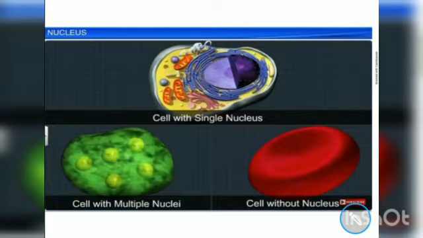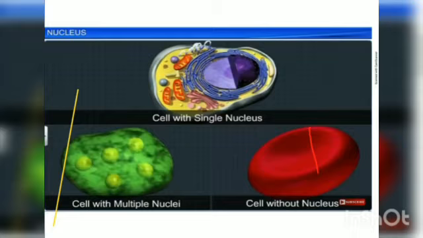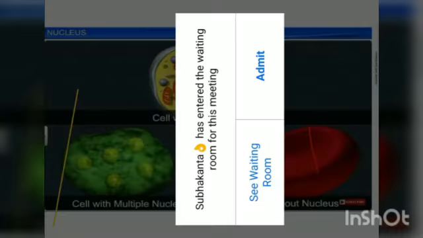And look at here, this one is your RBC, and it is completely devoid of your nucleus. At the initial stage of RBC it contains a nucleus, but at the final stage it remains completely devoid of nucleus.